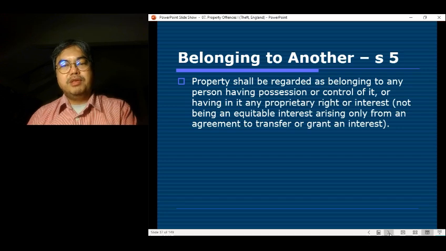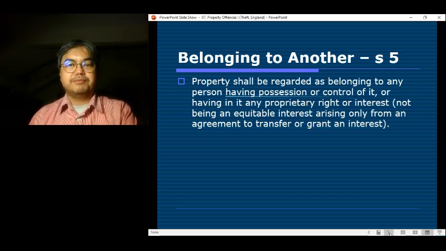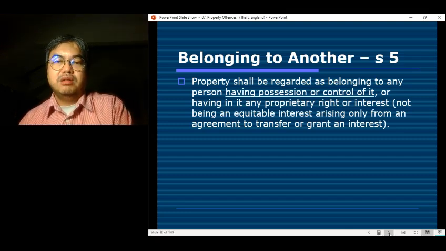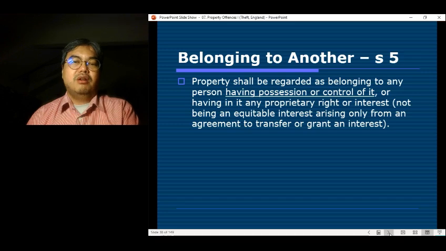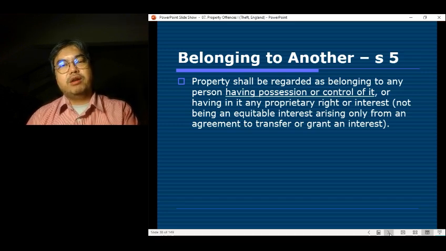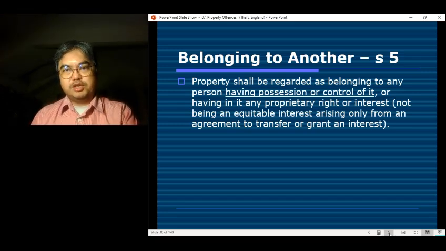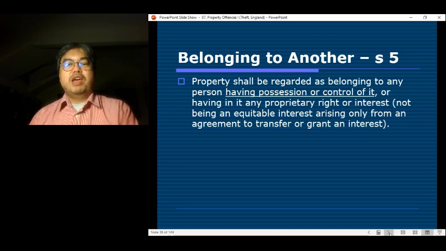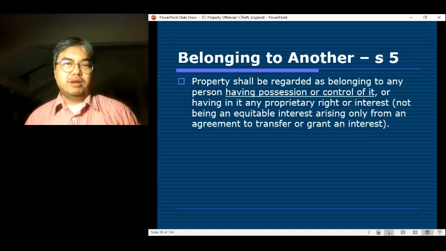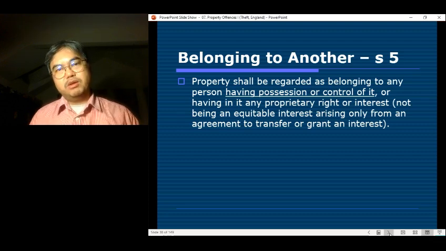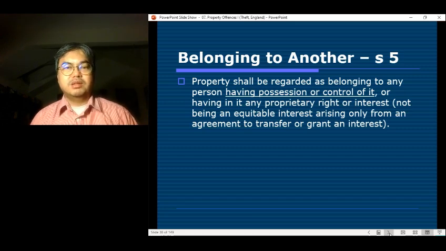So you see that the property can be considered to belong to another in three main ways: when the other person is having possession of it or having control of it, or when the person has got the proprietary right or interest. Now, proprietary right or interest is pretty straightforward. Whatever you own, you have the proprietary right or interest. You bought your phone, so you have a proprietary right over it. You bought your laptop, you bought a bottle of water, so you have a proprietary right over it.